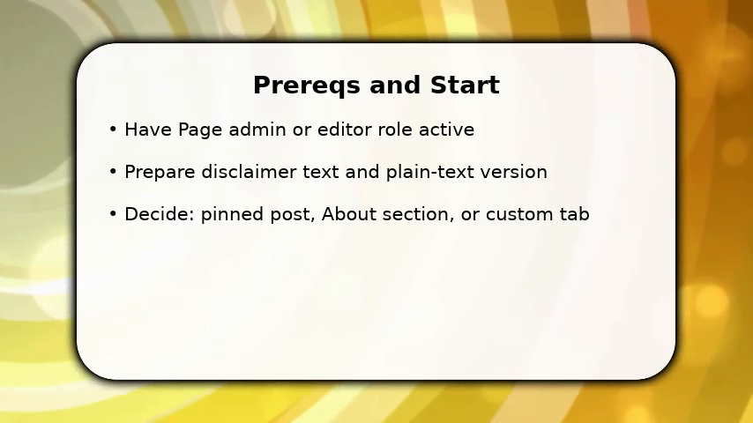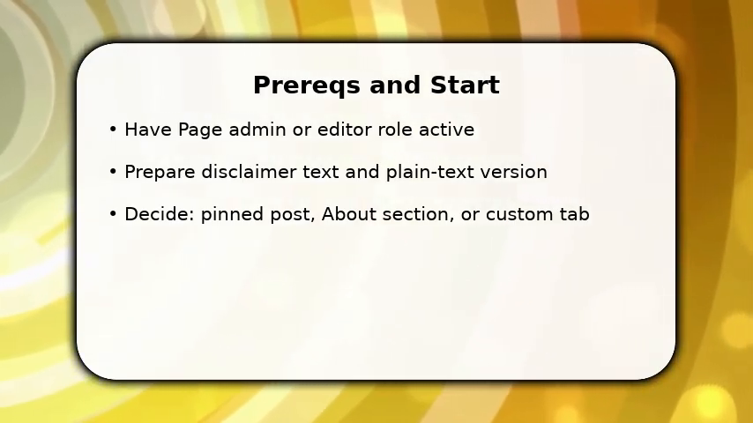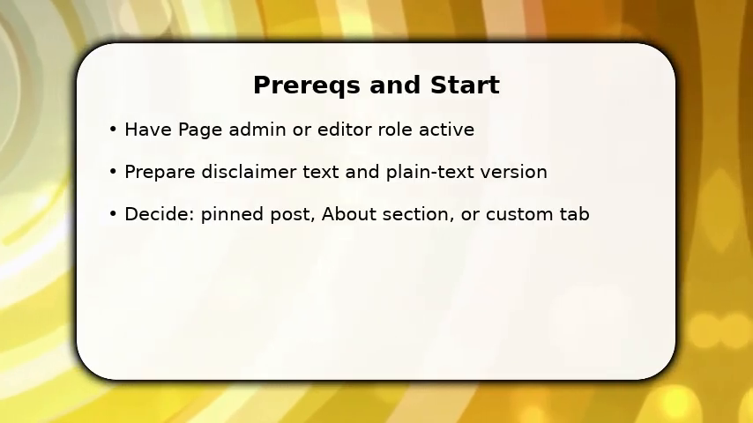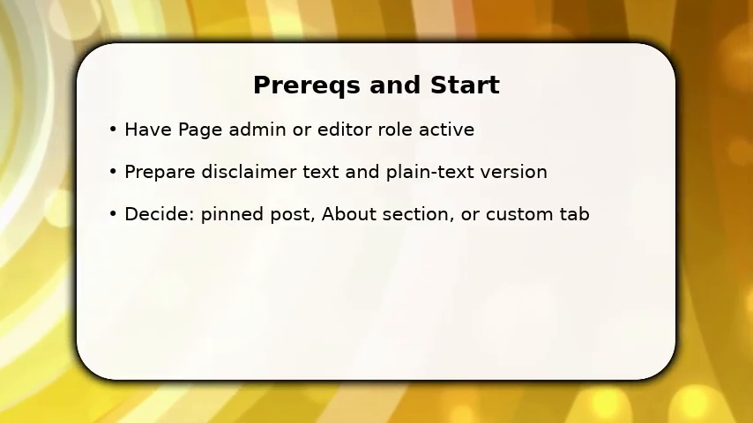You need admin access and a ready disclaimer text before you begin. Once you have that, open your Facebook page and go to Settings. Make sure you know where you want the link: a pinned post, the About section, or a custom tab.